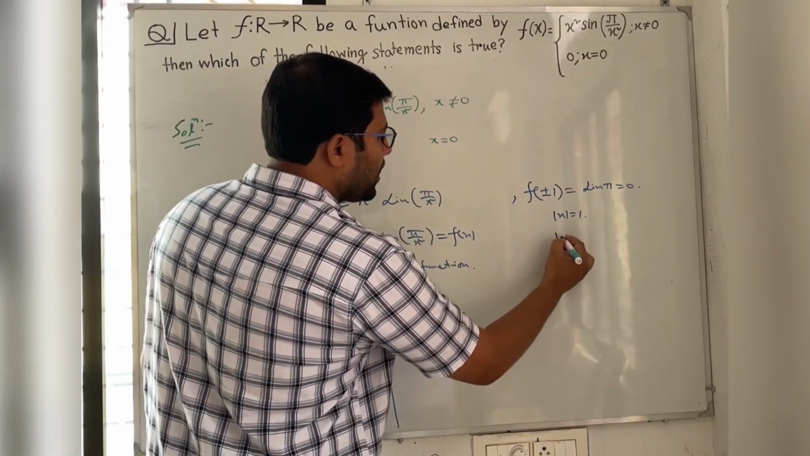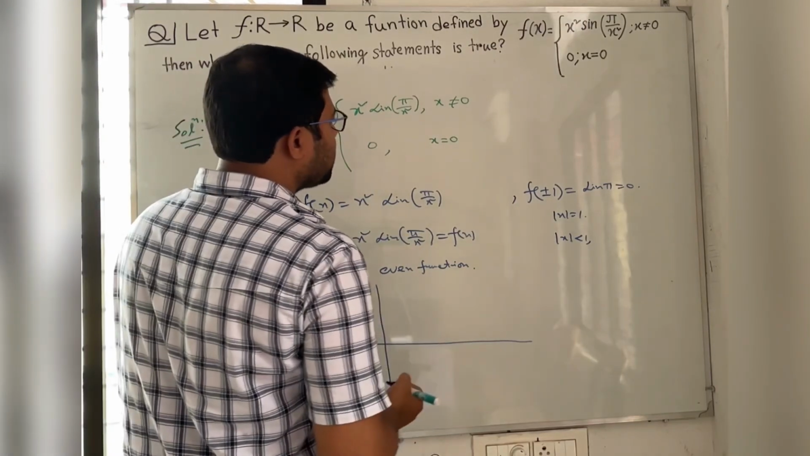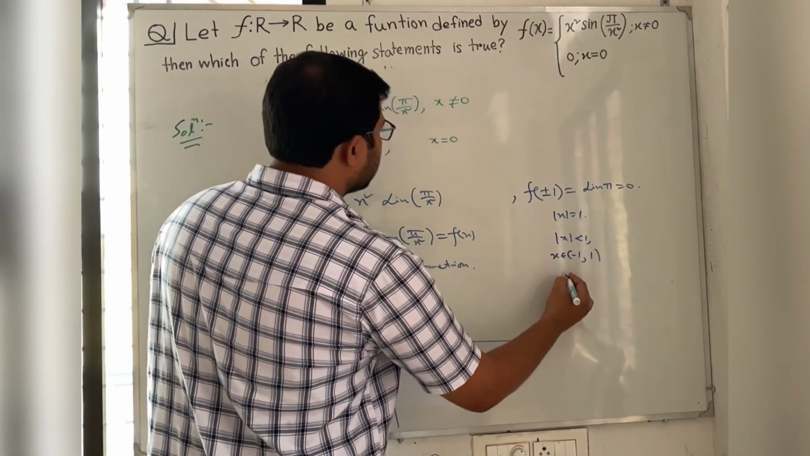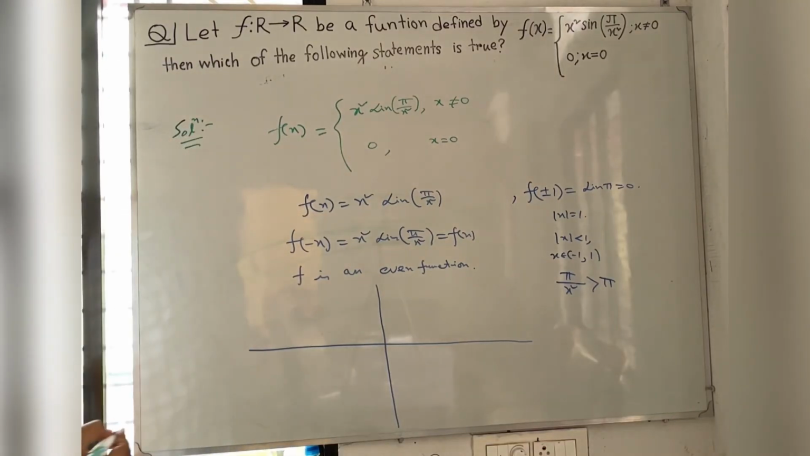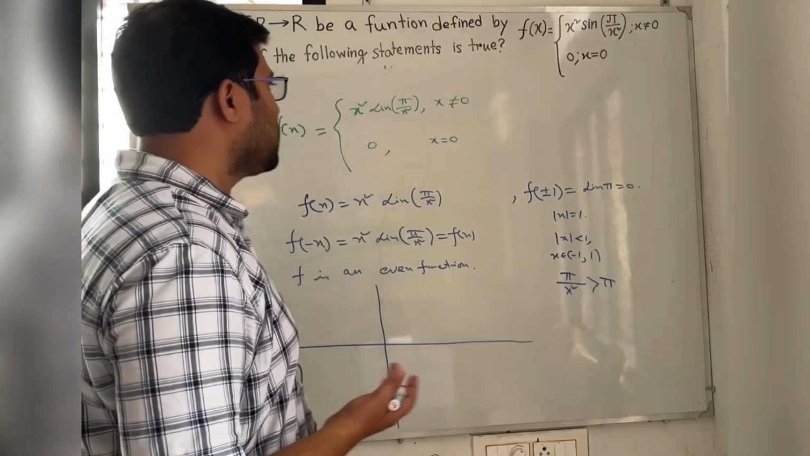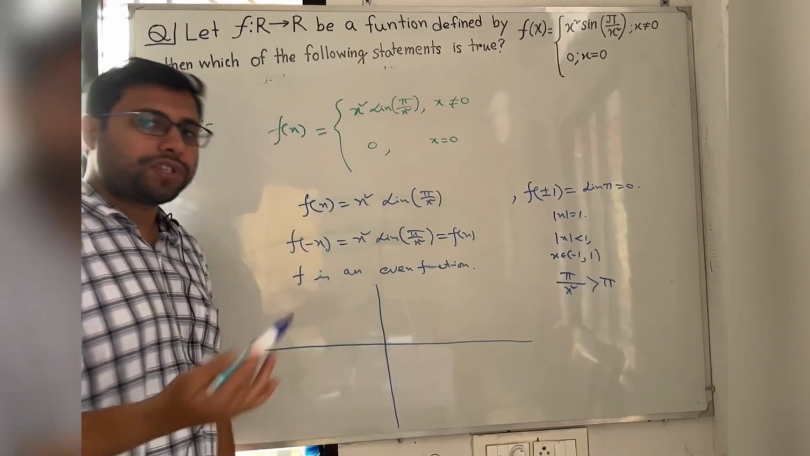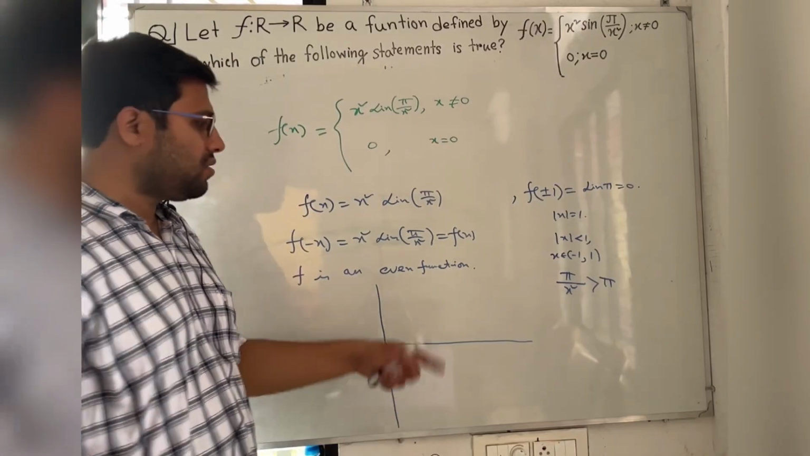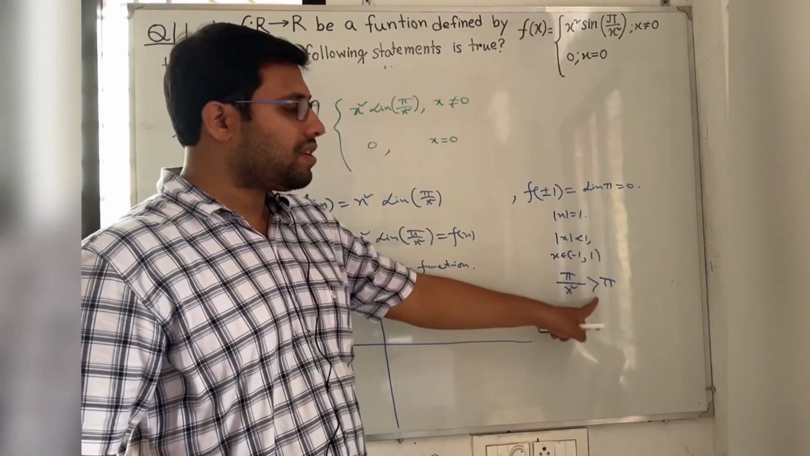Now see, when mod x is less than 1, that is when x lies between minus 1 and plus 1, then pi by x square will be greater than pi, because x square will be less than 1. In that case, sine of pi by x square may be positive or negative, because it may lie in the second, third, fourth, or first quadrant, since the value of pi by x square is greater than pi.